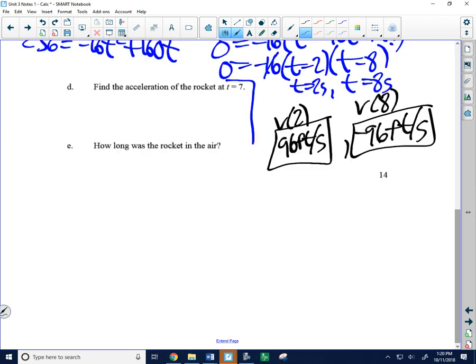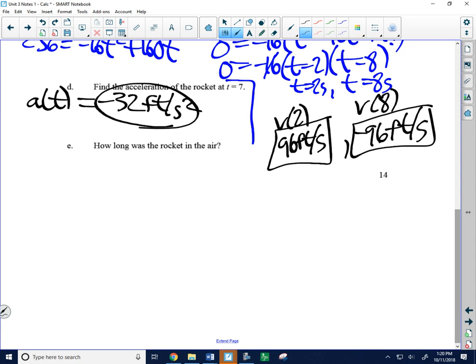Let's finish up D. Find the acceleration of the rocket at t equals 7. We didn't even do the acceleration yet. It is the derivative of velocity, the derivative of the negative 32t plus 160. Derivative of that, just negative 32. So the acceleration of the rocket at t equals 7 is negative 32, because it always is. Feet per second squared.